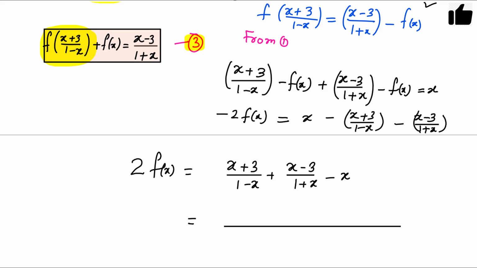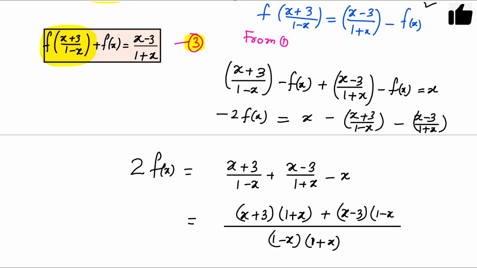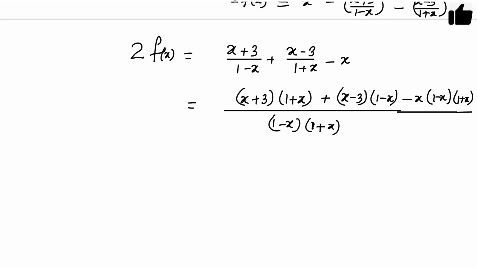So you can take LCM, 1 minus x into 1 plus x. Then it will be x plus 3 times 1 plus x, and this will be x minus 3 times 1 minus x, and this will be minus x times 1 minus x into 1 plus x. And 1 minus x into 1 plus x is simply 1 minus x square, because this is a plus b into a minus b. And let us simplify other terms.